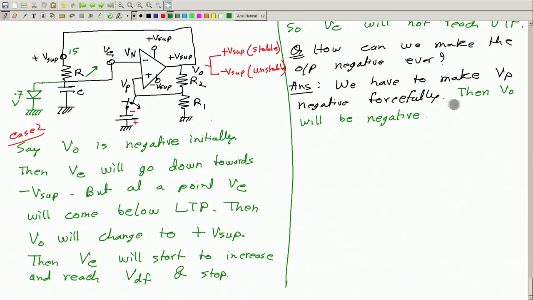but soon it will come back to positive output, but soon it will be positive again.